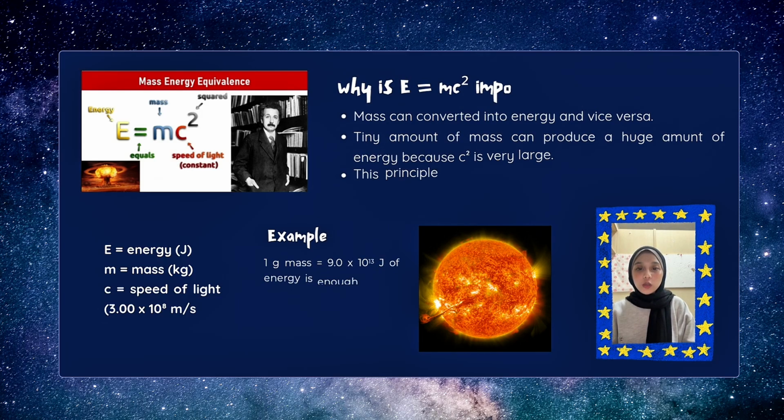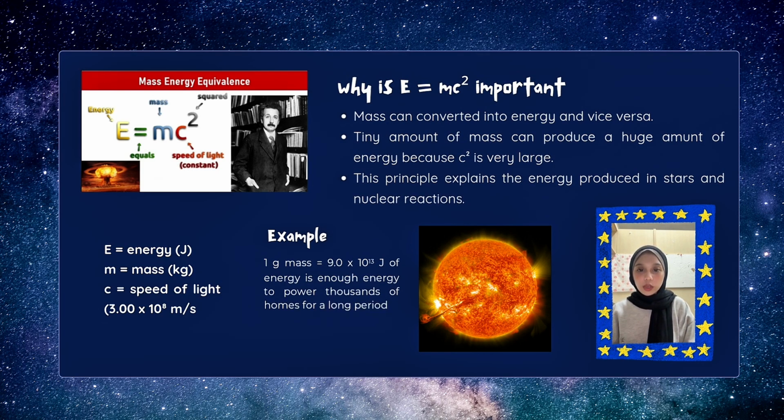Next, why is the equation E equals mc squared important? It shows mass can convert into energy and vice versa. Even a tiny amount of mass can produce a huge amount of energy because c squared is large. This principle explains the energy in stars and nuclear reactions. For example, 1 gram of mass equals 9.0 times 10 to the power of 13 joules.